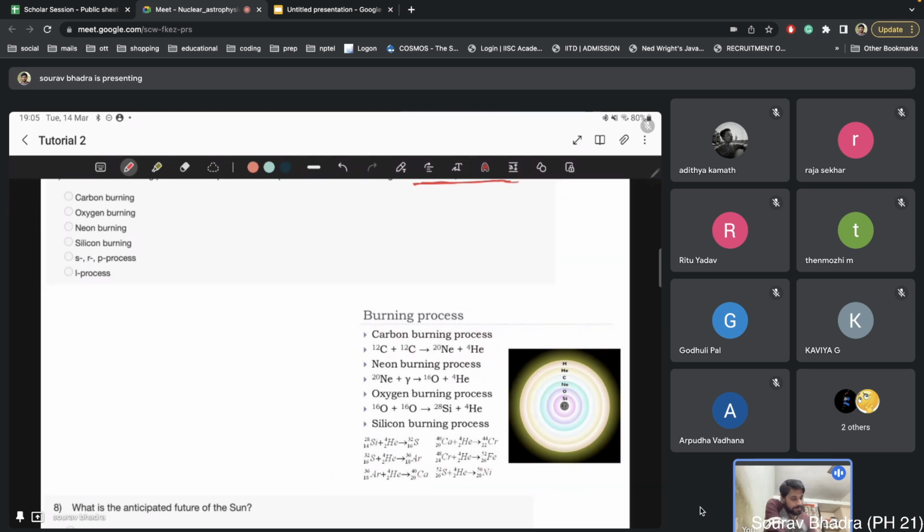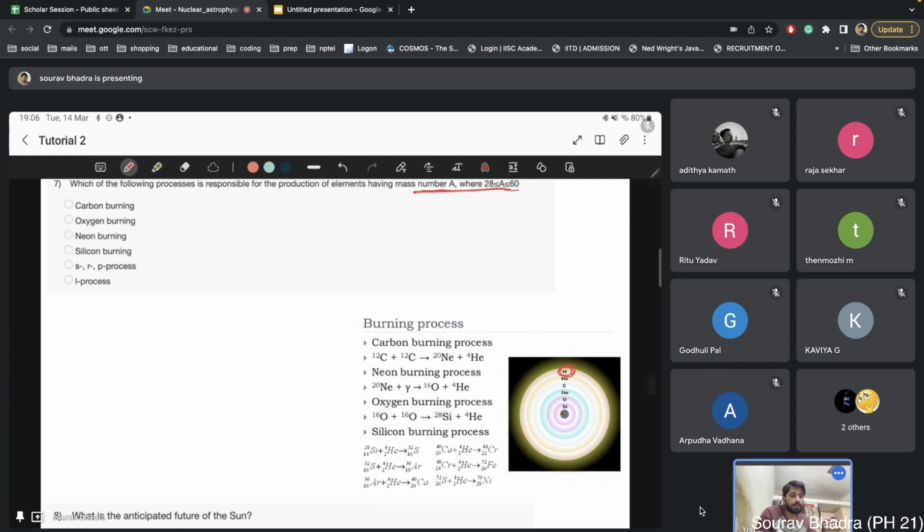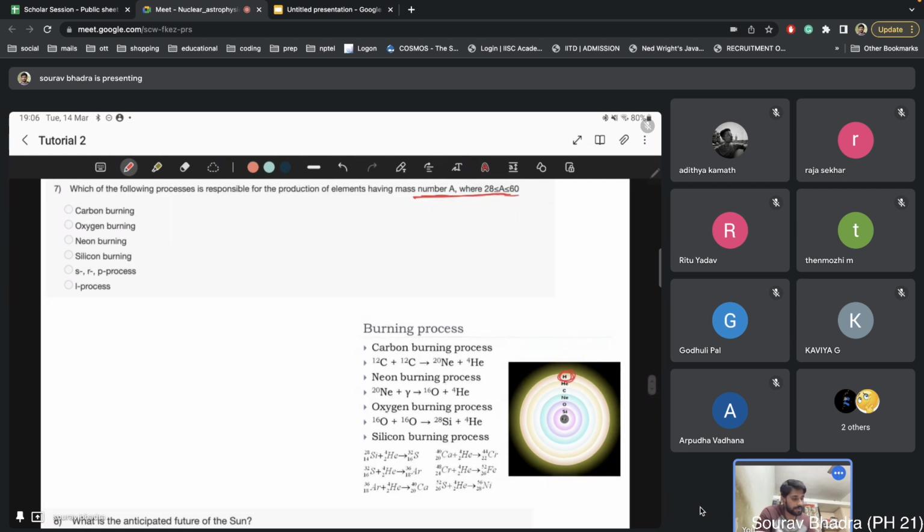Here you can see this type of structure, which I discussed in the previous class also: there will be different zones of nuclear burning. The central zone will have the higher elements, and as you go out from the center, lower and lower elements will be burning. Lower and lowest I am telling in respect of the mass number.